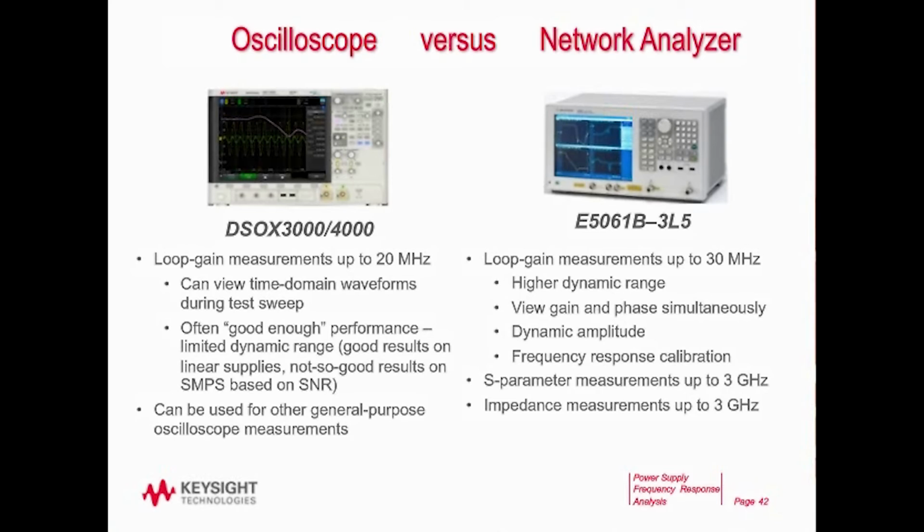With the scope, the measurements are often good enough. They're not as good as a network analyzer. It does have limited dynamic range, but for linear supplies, I've shown that the results are very good. On switch mode power supplies, not so good. It depends on the signal-to-noise ratio. If there's a lot of switching noise on the output of the supply, and you're trying to measure a control loop response or power supply rejection ratio with the scope, the results have limitations.